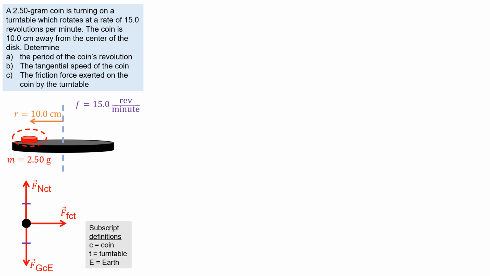Let's go ahead and write down those subscript definitions real quick so we don't forget what our subscripts mean. Next, we need to define our choice in sign conventions. The positive radial direction is always pointed toward the center of the circle. In the diagram that I've drawn, that points to the right. The tangential direction points in the direction that the coin is moving. And based on the animation on the previous slide, the coin at this instant is moving into the screen.